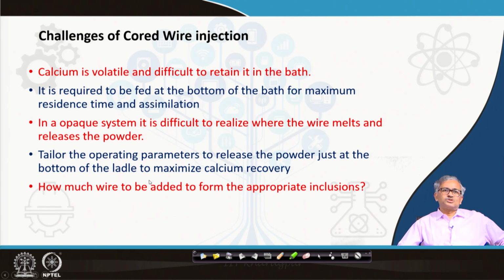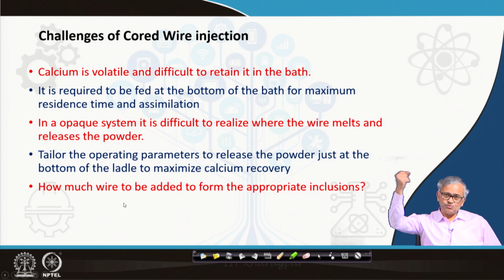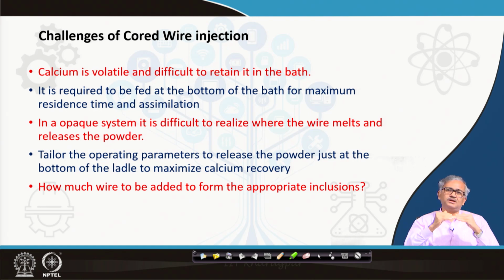Okay. So, this can be done by using a mathematical model. Another important parameter is how much wire has to be added, how much calcium I need in the bath to form the appropriate inclusion. This is another question. So, that also has to be identified. How much wire should I melt? Once I say the wire is melting at the bottom and recovery is maximum, how much calcium do I need in the liquid bath such that it can form an appropriate inclusion? That is also another question.